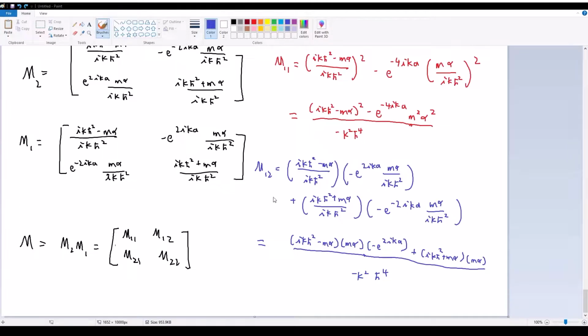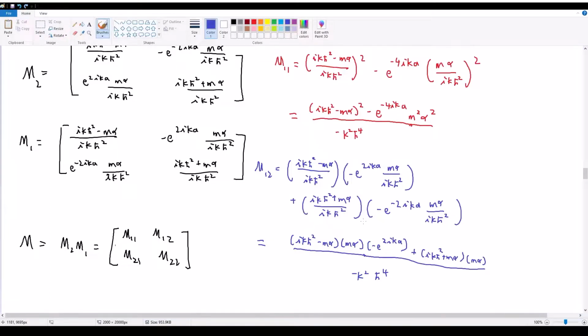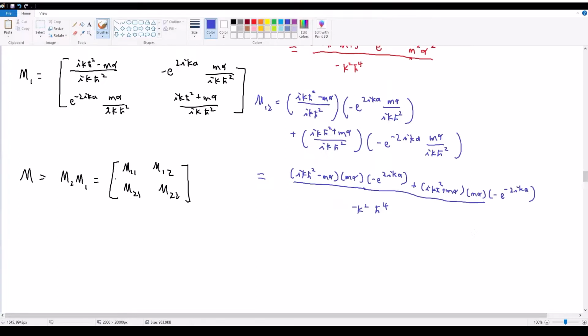Let's expand my width to 2000, expand my height to 20,000. There we go. Go back to brush, multiply by negative e to the negative 2ika. Okay, so immediately there's negatives that can cancel out. And then also I can factor out an m alpha.